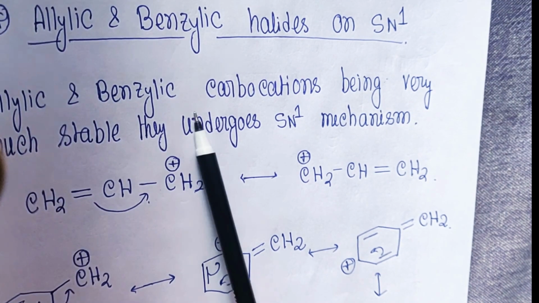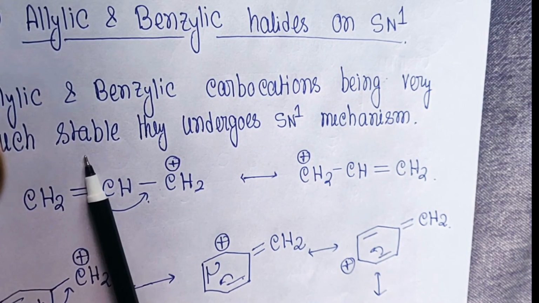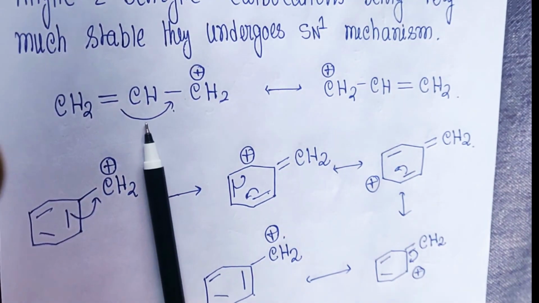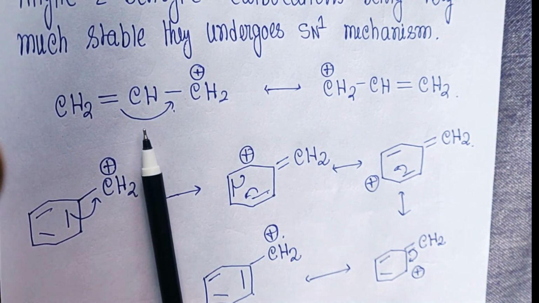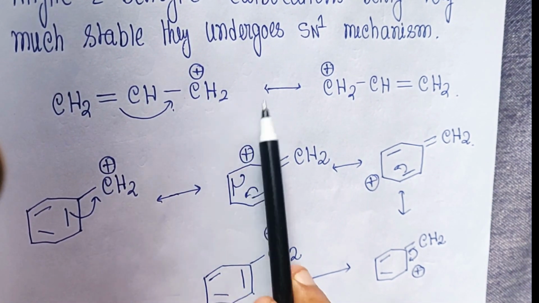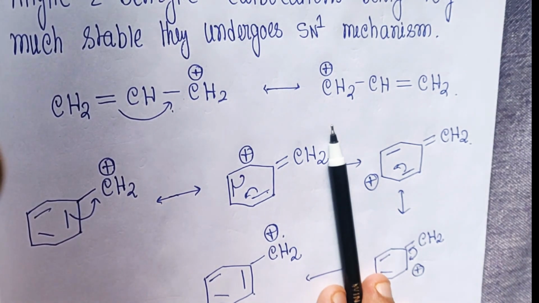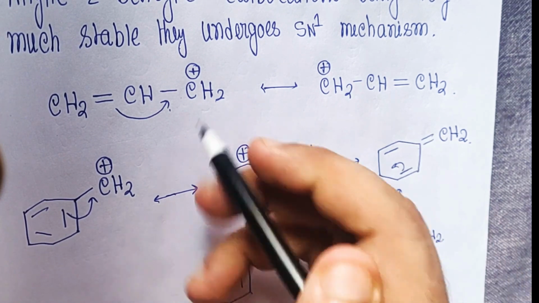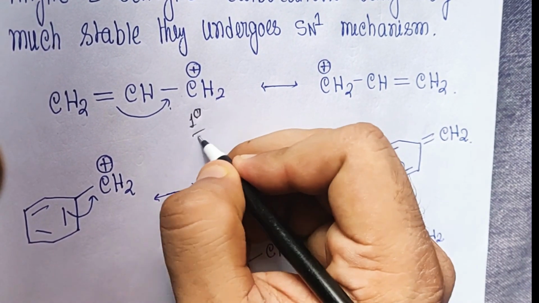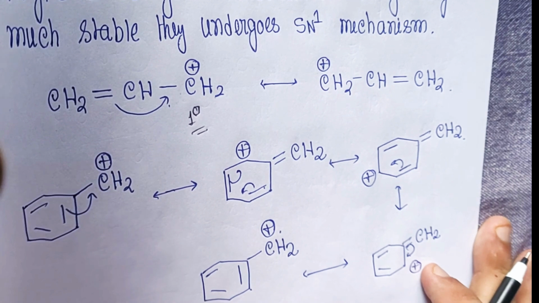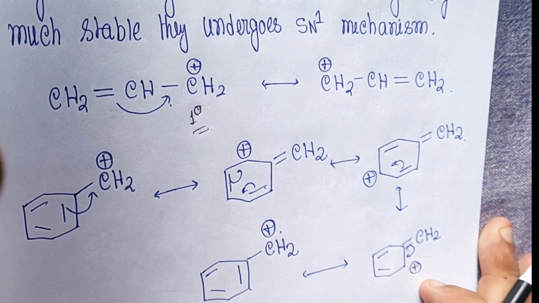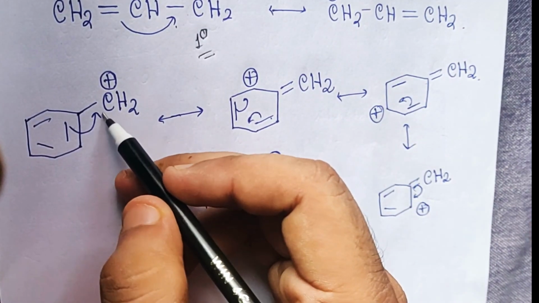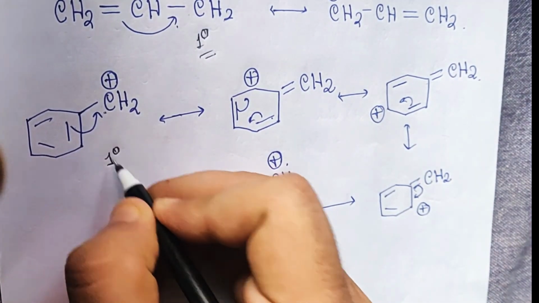As you can see, allylic and benzylic carbocations being very much stable, they undergo SN1 mechanism. How? As you can see, this is an allylic carbocation, right? This allylic carbocation can undergo resonance and it would get stabilization by this. So although this carbocation is a 1 degree carbocation, it is exceptionally stable due to resonance. So that's why allylic carbocation undergoes SN1 mechanism. Apart from that, there is another example. Right here also you can see this is also a 1 degree carbocation.